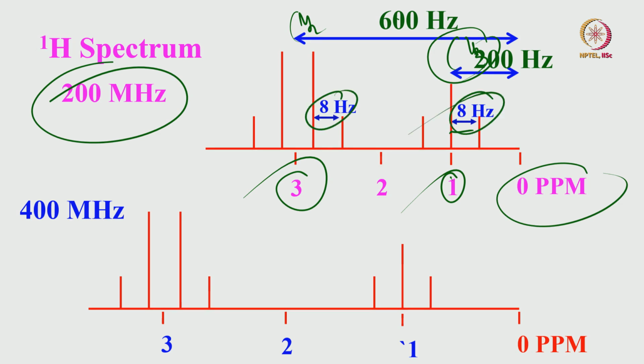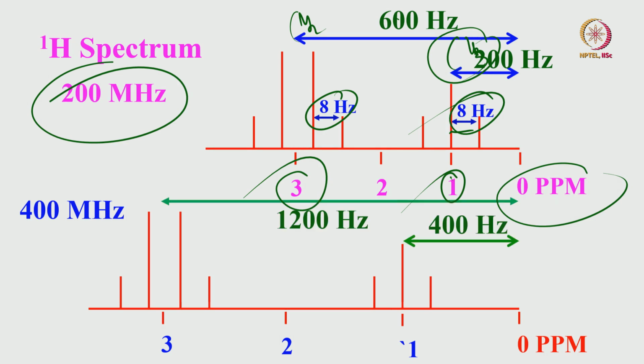Now I am going to double the magnetic field. I go to a higher frequency spectrometer, 400 megahertz. 1 ppm remains the same on the ppm scale, but it is now 400 hertz, and 3 ppm is 1200 hertz. Okay, there is a lot of dispersion. I told you the chemical shift changes linearly with the magnetic field, so you have dispersion. What about this J coupling?